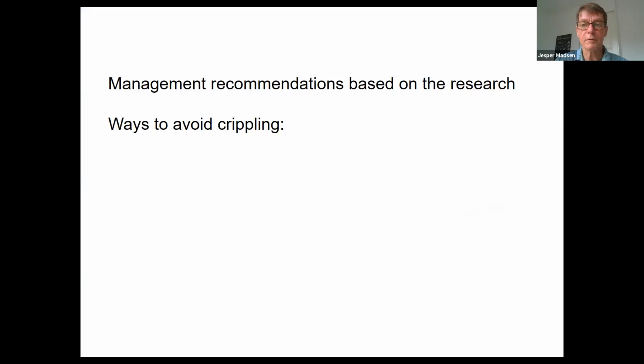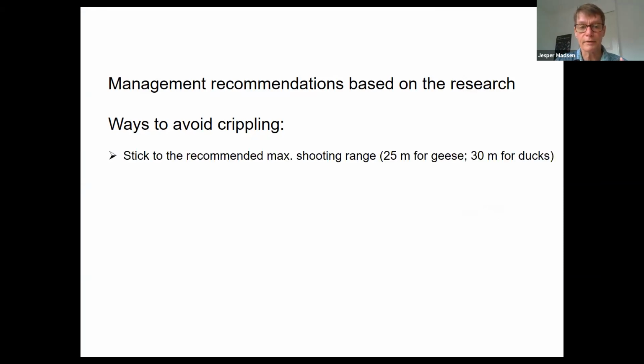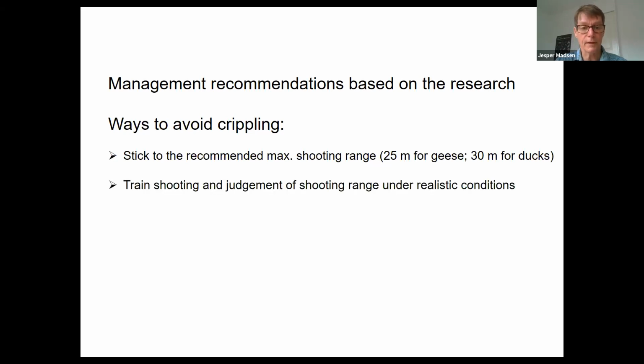So the recommendations that have come out of this research and the demonstration projects are about how you can avoid crippling. The most important factor that we have been demonstrating is that hunters stick to the recommended maximum shooting range of 25 meters for the geese and 30 meters for the ducks, because that reduces the risk of seriously and lightly crippled individuals. And then training, training, and training: shooting and judgment of shooting range under realistic conditions. In Denmark, it has become part of the proficiency test to both be able to judge correctly and to shoot at clay pigeons.